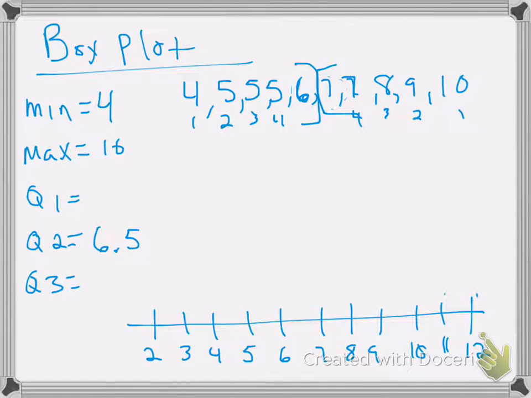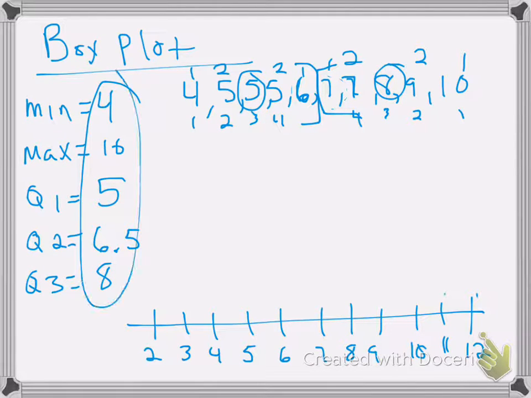So I'm going to include the 6 to find my lower. There's 1, 1, 2, 2, 5's in the middle. So 5 is my lower quartile. And then 1, 1, 2, 2, 8 is my upper. Now all I have to do is I need to take these numbers and put them on my number line to make my box plot.